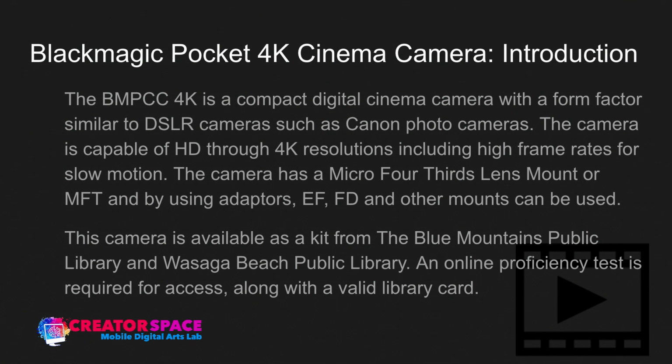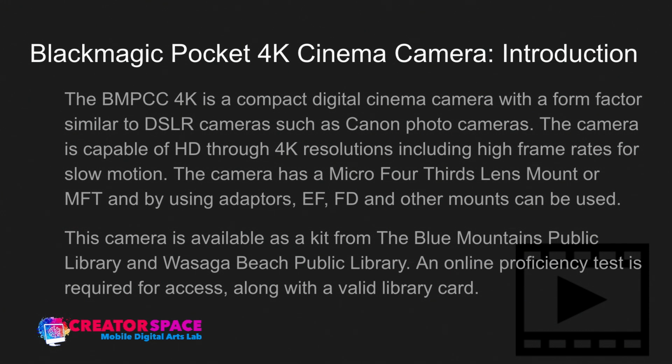So the Blackmagic Pocket 4K cinema camera, here's just a little intro. It's a compact digital cinema camera with a form factor similar to a DSLR. We'll see it shortly, but if you're not familiar with it, it looks kind of like a Canon 5D, and that's the idea, that it's a similar handheld type digital cinema camera. So it's a video camera, also referred to as a digital cinema camera. It's capable of doing HD through to 4K resolutions, and it can also do high frame rates, so you can do slow motion with it, which is a great tool as well.